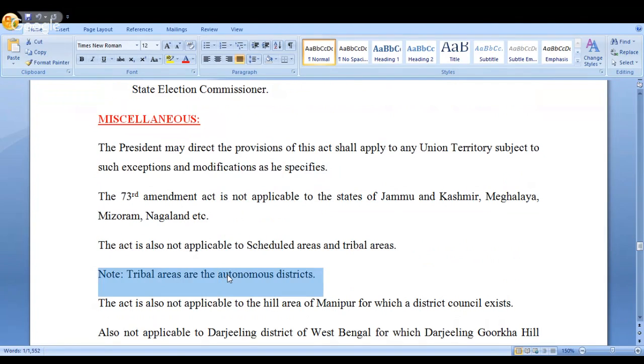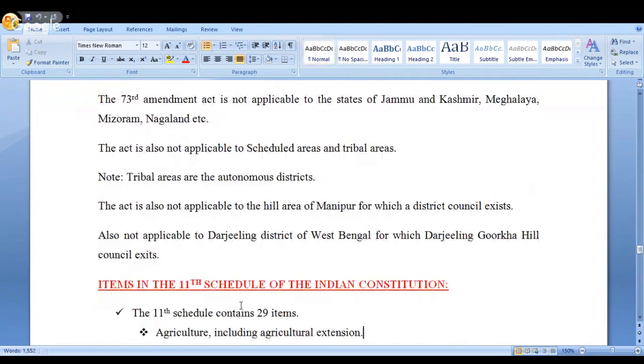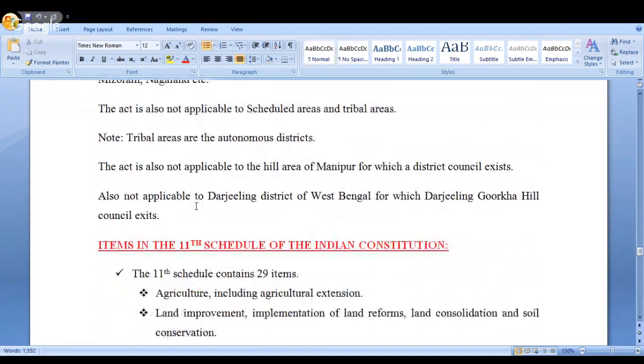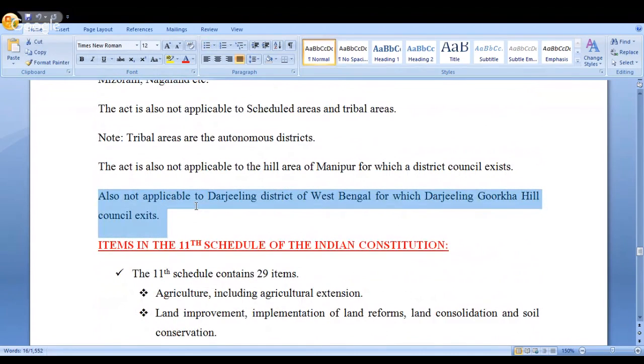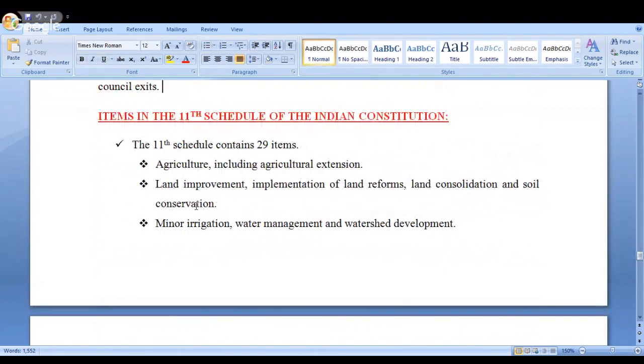Kindly note, tribal areas are the autonomous districts. This act is also not applicable to the hill areas of Manipur for which a district council is existing. Tribal councils, district councils are existing. Wherever those are existing, there this act is not applicable. So this is also not applicable to the Darjeeling district of West Bengal, for which we have the Darjeeling Gurkha Hill Council, right?